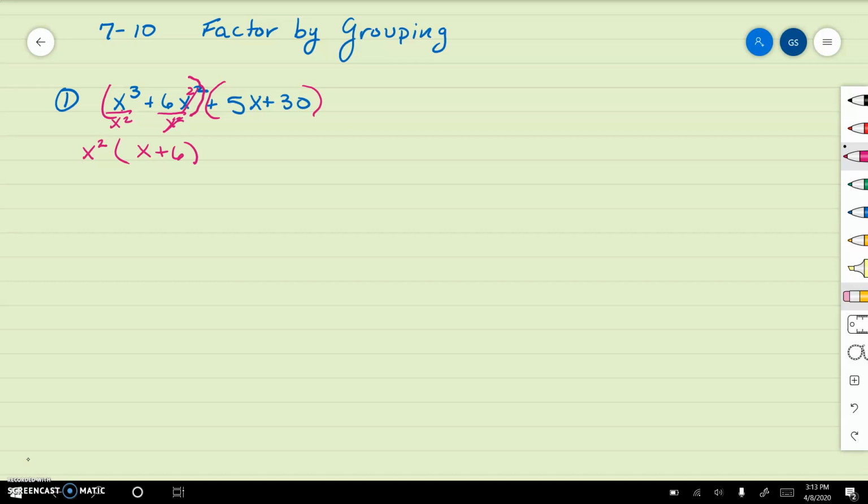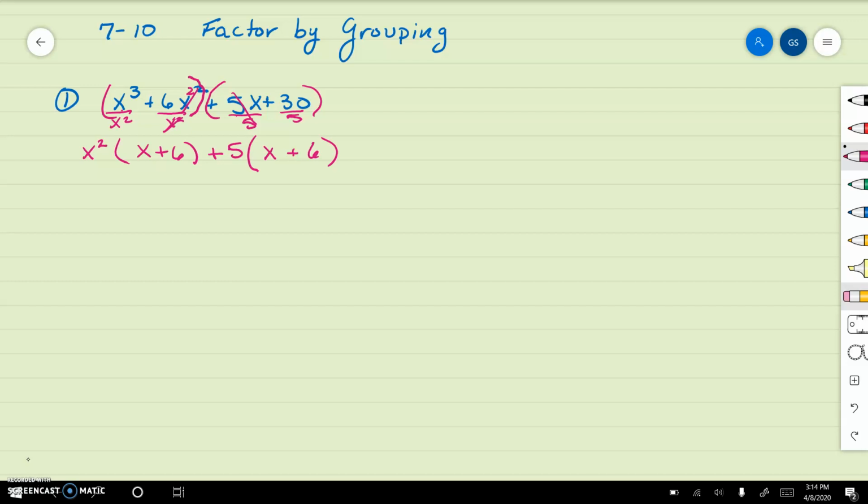Now we have to do that again for the second part. So we want to take out a 5 here. 5 is the greatest common factor. 5 goes into 30 evenly. We're going to take it out with the plus sign, plus 5. If I divide by 5 in each spot, what's left over is an x, and then 30 divided by 5 is 6. Well, lo and behold, look what we have. The binomials are the same.